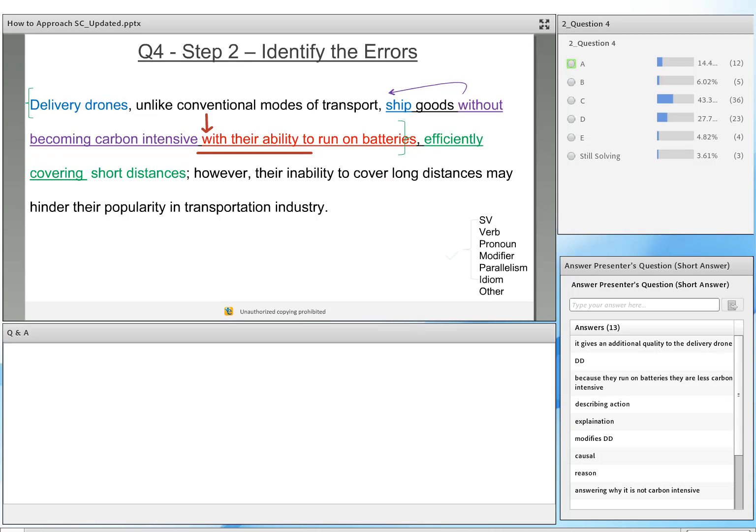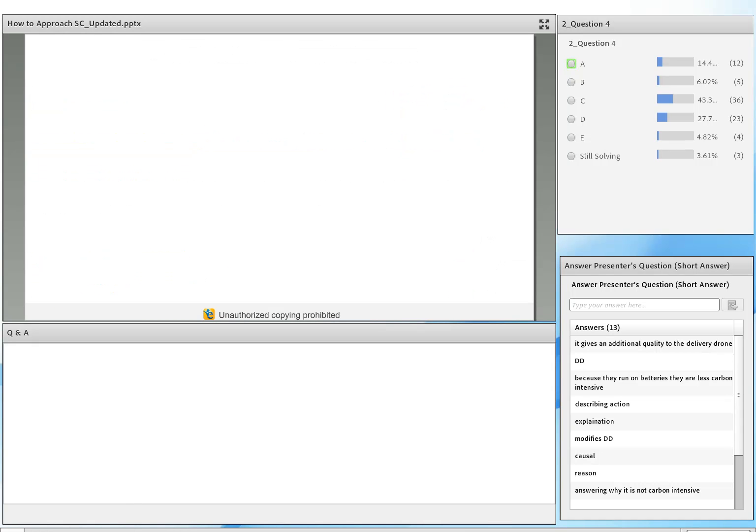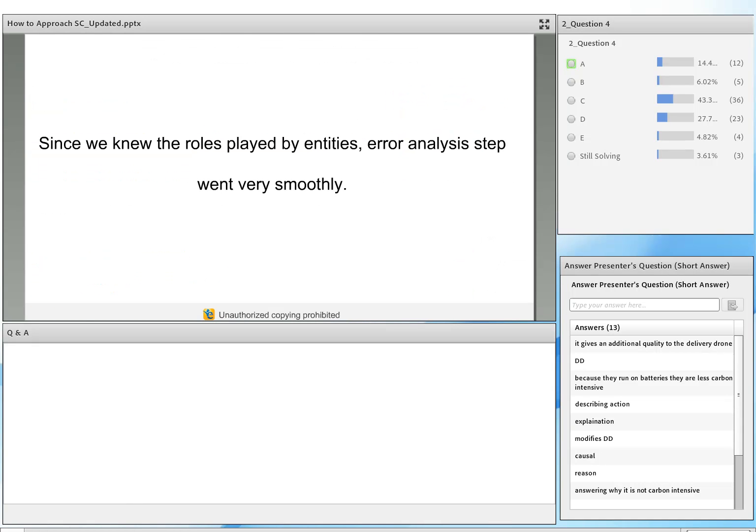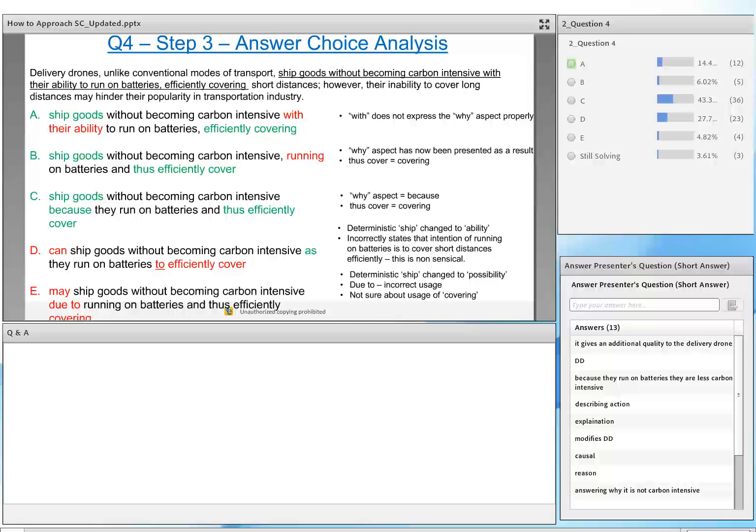Let's now take a look at the answer choices. Choice B: ship goods without becoming carbon intensive running on batteries. Now again, that is absolutely wrong. Why?